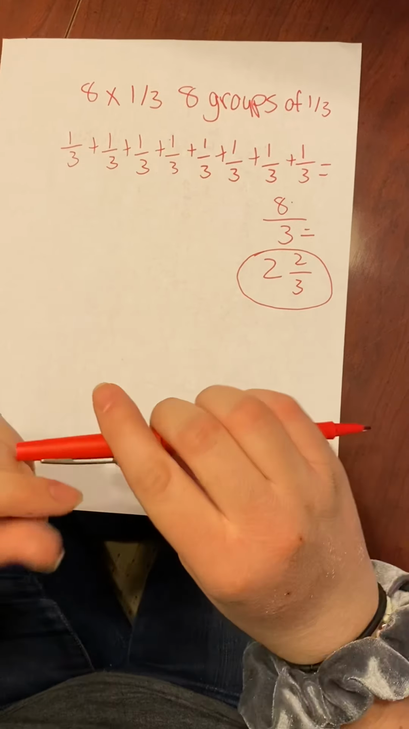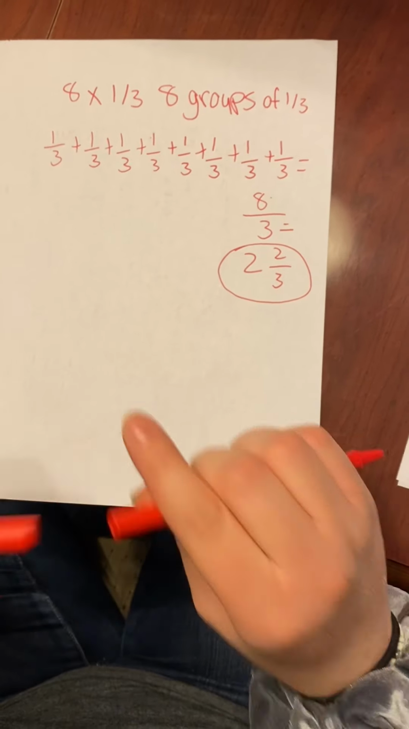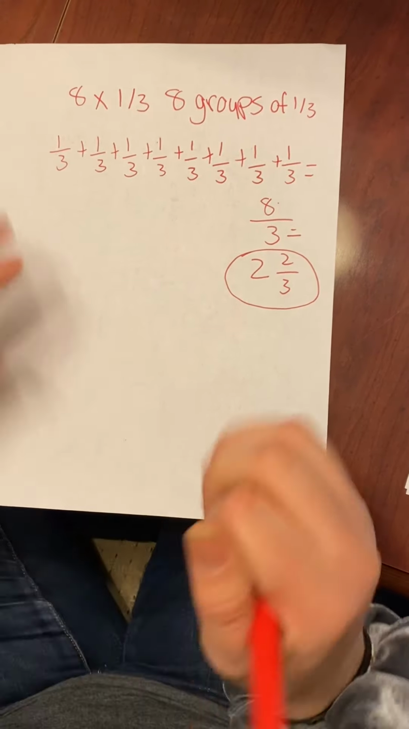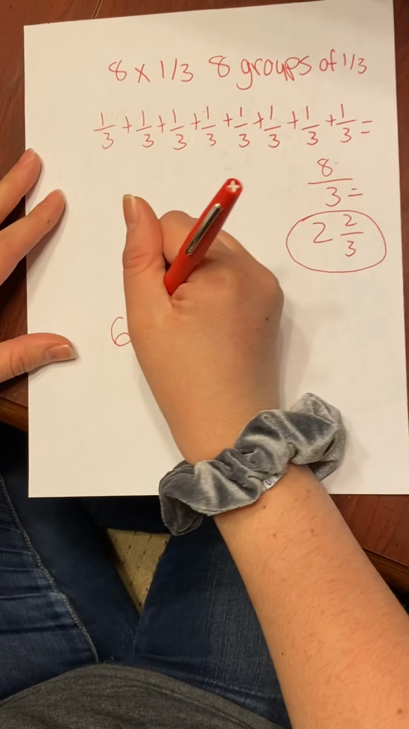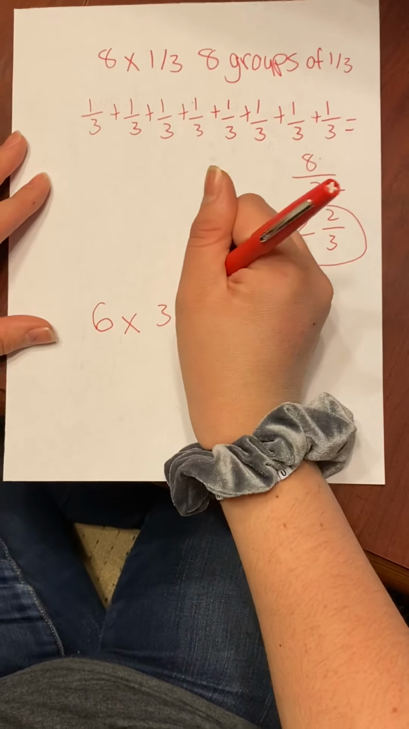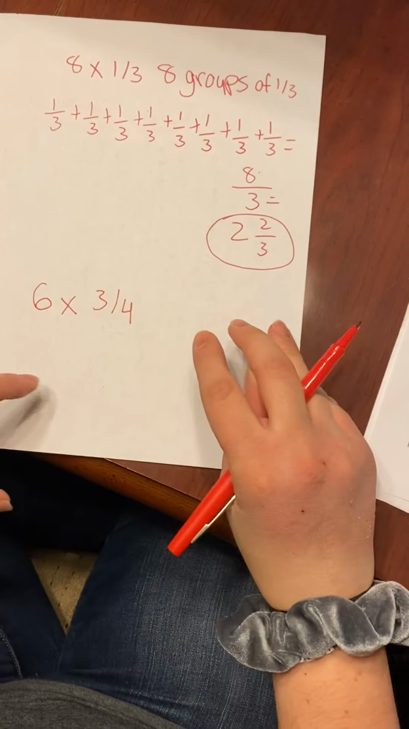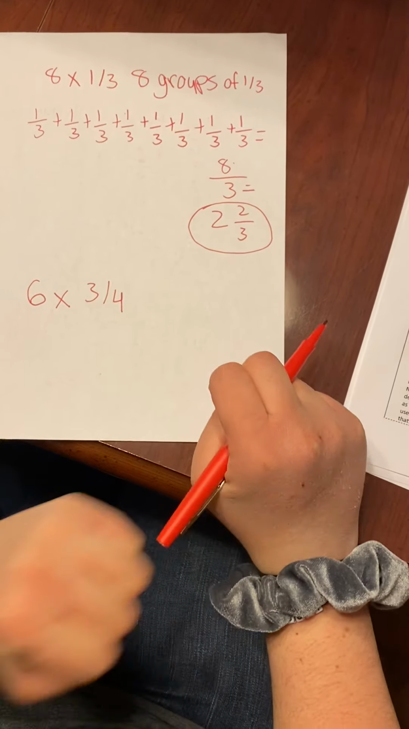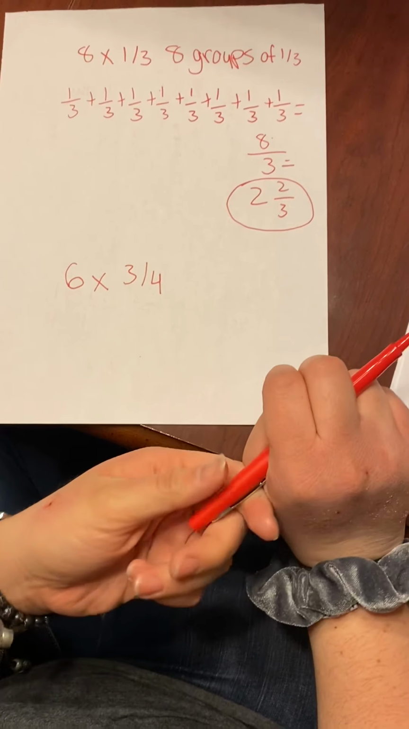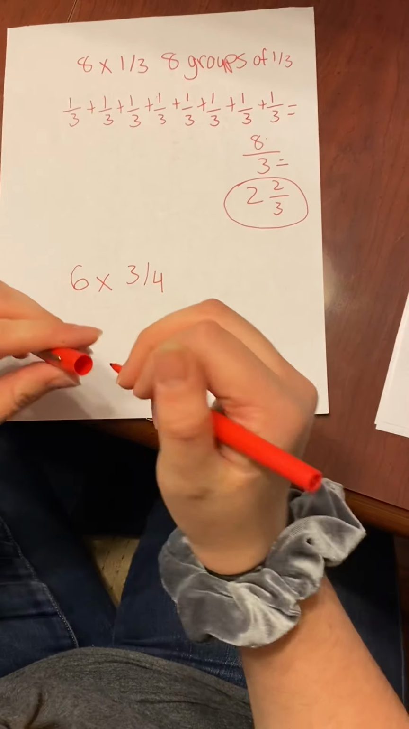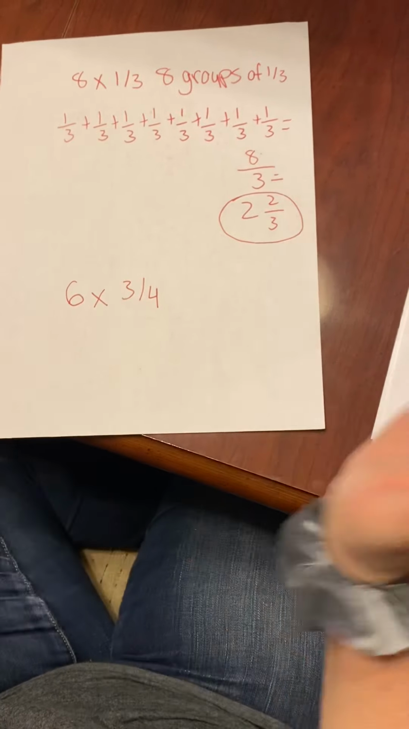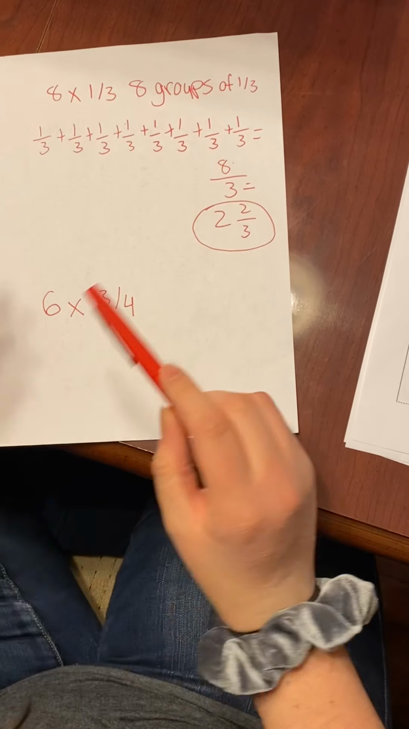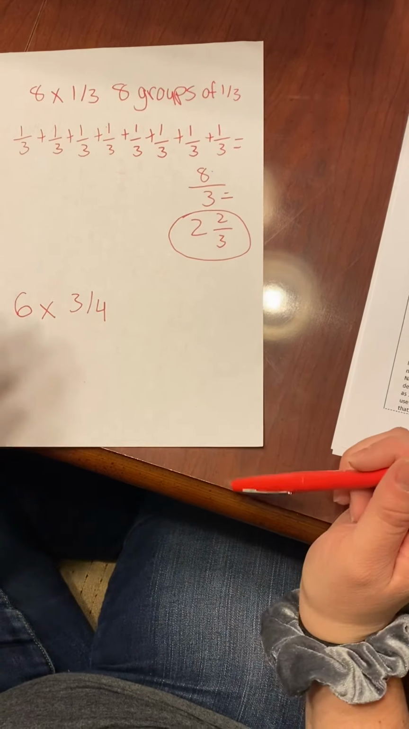So I want you all to do this question on your own. 6 times 3/4. Once you have it as an improper fraction, I want you to convert it to a mixed number. Use our methods of how we convert it to a mixed number. You can use a number line or anything, but I want you to convert it to a mixed number.